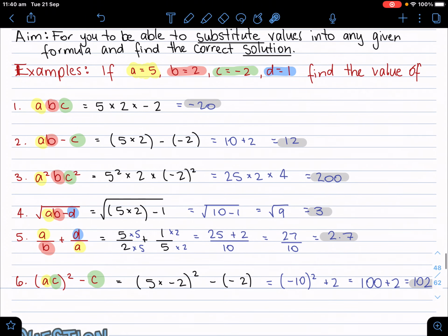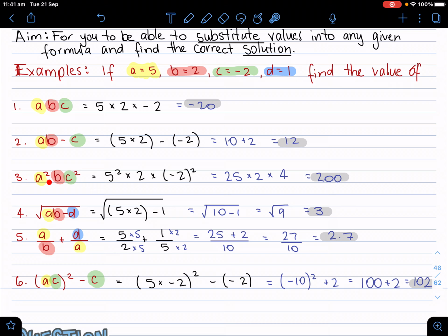Example 2 says A times B, and then whatever that answer is, minus C. So A times B is 5 times 2, minus negative 2. Now see here where the brackets are so important, because that minus and a minus becomes a plus. So 5 times 2 is 10, plus 2, which equals 12. Hopefully you're getting the hang of this.